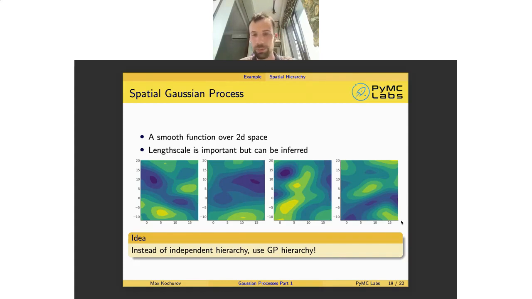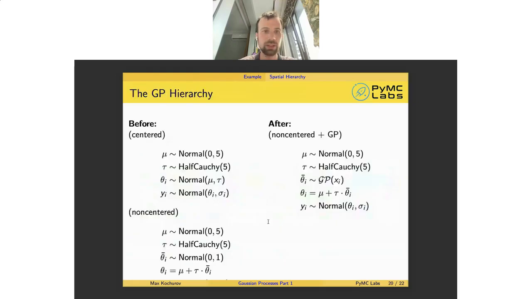So we have our Gaussian process spatial hierarchy, which sounds super fancy. How would we implement that? Traditionally, we have our model written in either centered or non-centered way. So we have mean that follows a normal distribution. We have tau, the variability of our population. And we have thetas, which are mean scores that define the normal distribution that our observations follow. And in this toy example, sigma is treated to be known, so we safely ignore that.